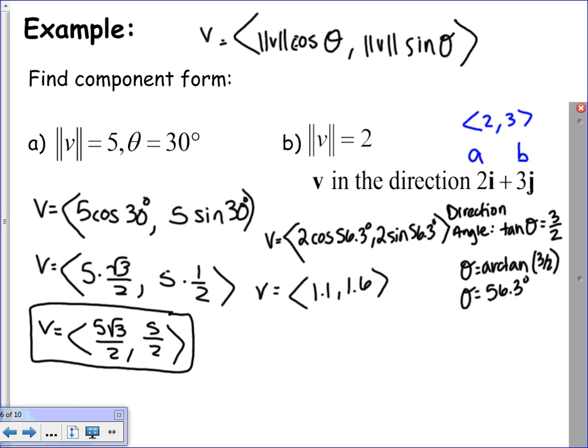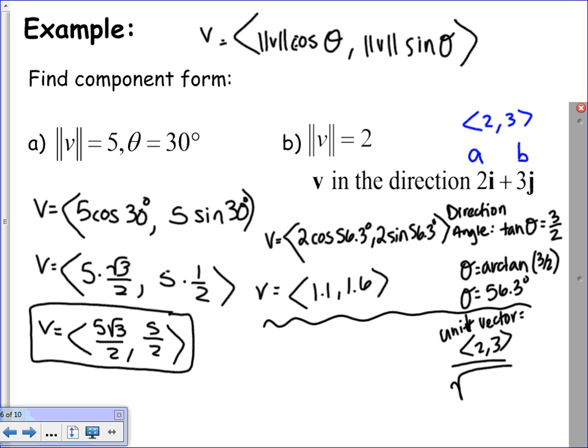Okay. The other method to solving this is to go back to that very first example that we looked at. So if you want a more exact answer, you could look at this as your vector 2, 3. You could find the unit vector for that. Remember, we're going to take the vector 2, 3, and divide it by its magnitude, which is the square root of 2 squared plus 3 squared. So that's 2, 3 divided by the square root of 13.